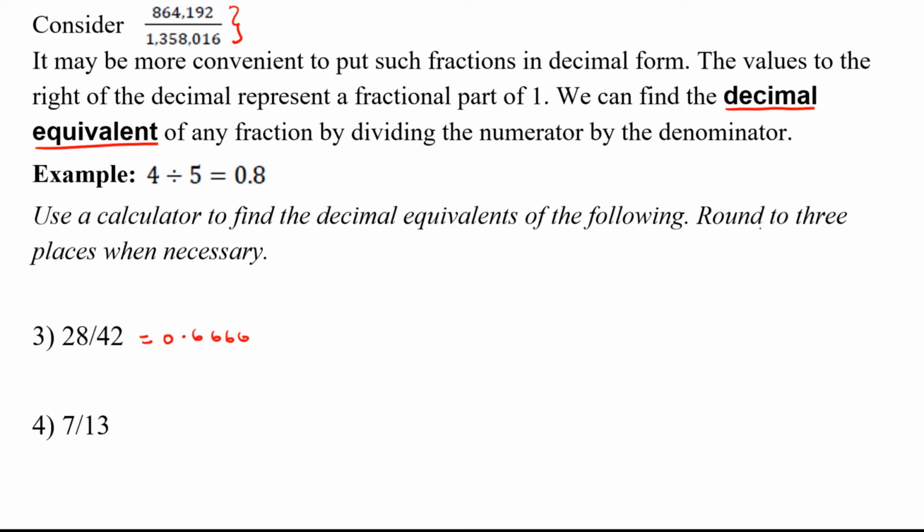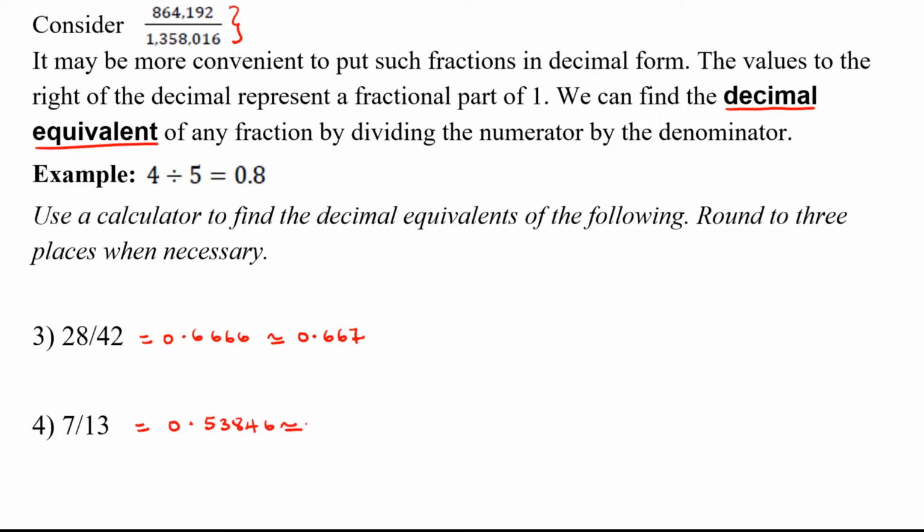This tells us that we should round to the third place. If we are rounding this to the third place, that gives us a value of 0.667 because the next number is greater than 5, and so we take that as a 1 and then add it to this number. 7/13, when we do this in our calculators, we have this value.